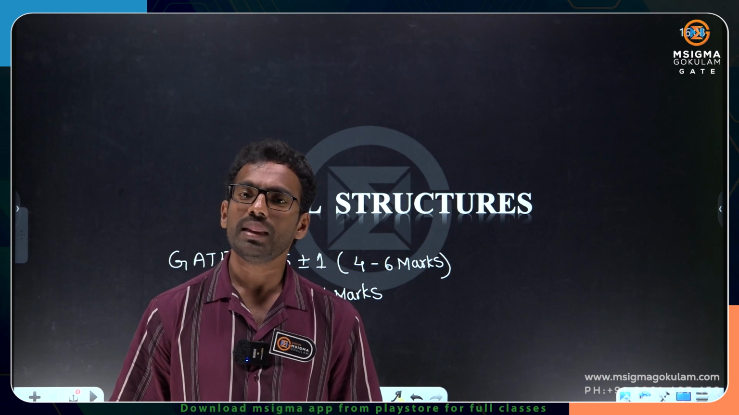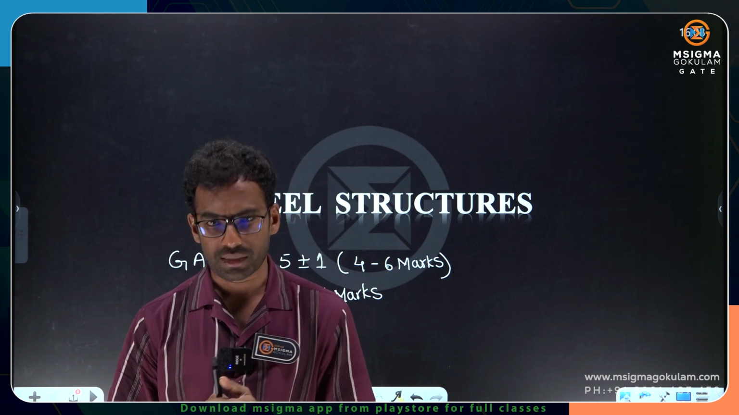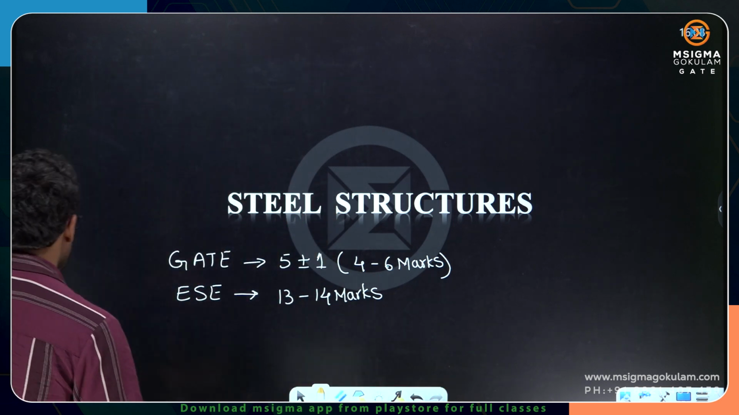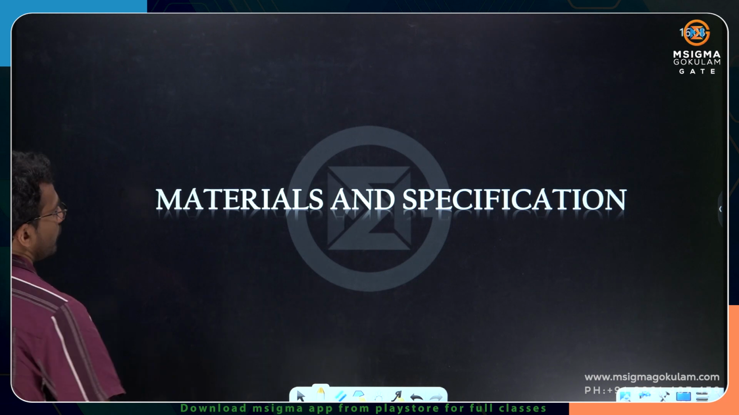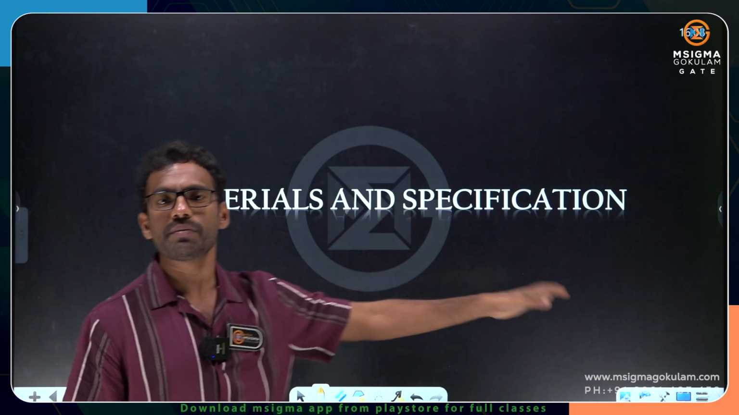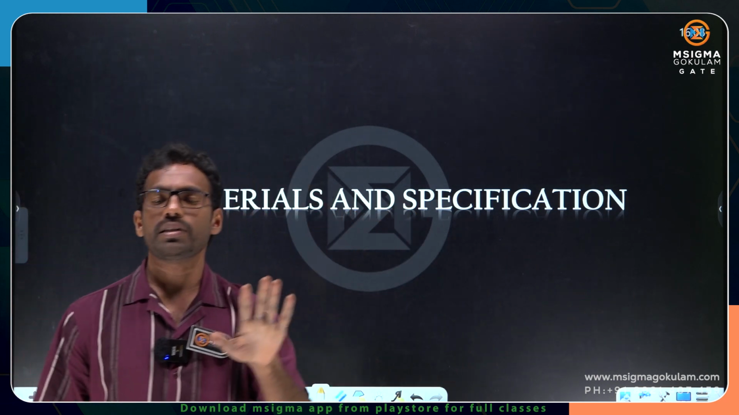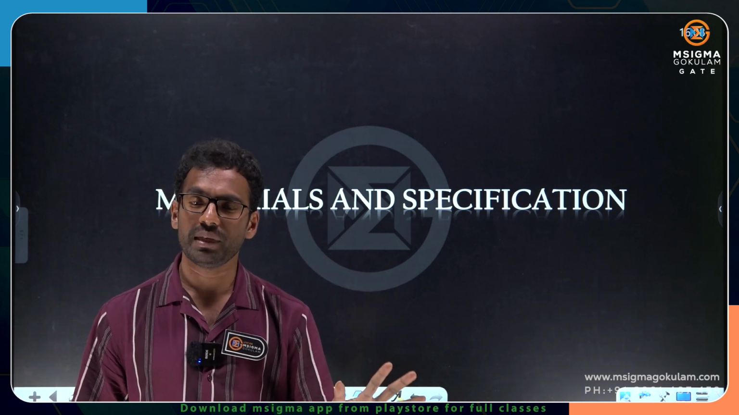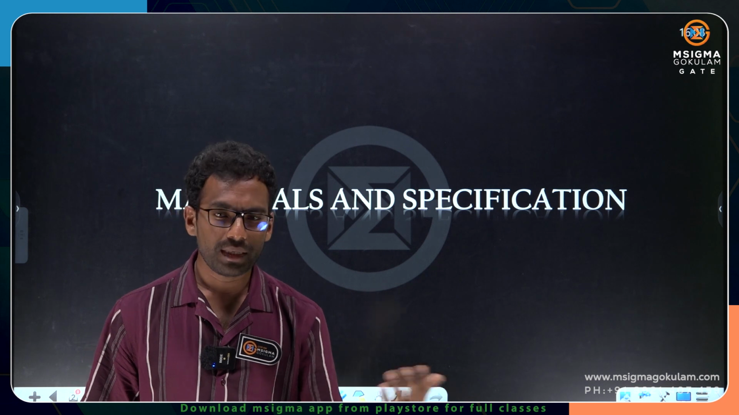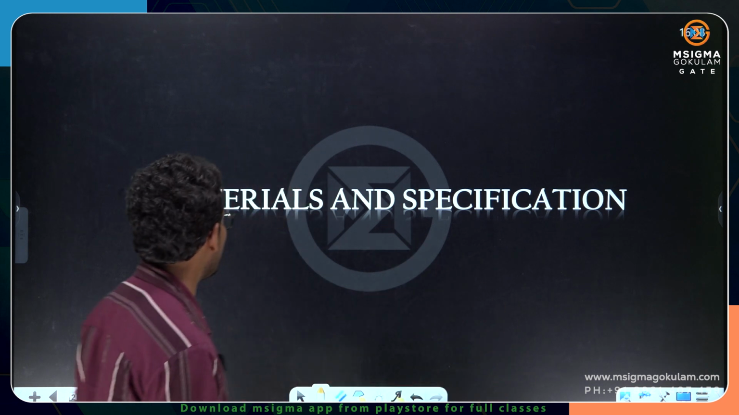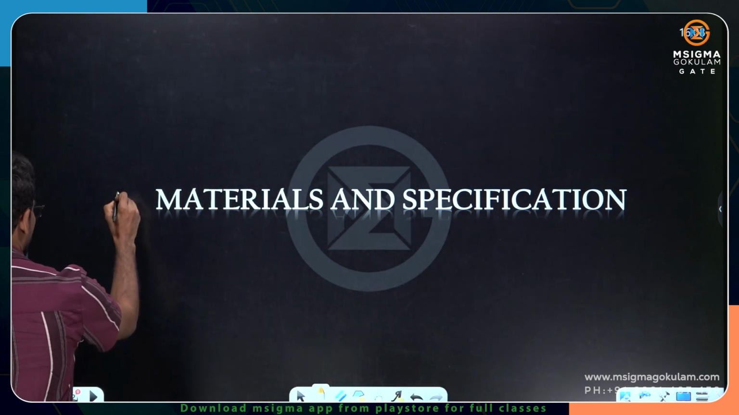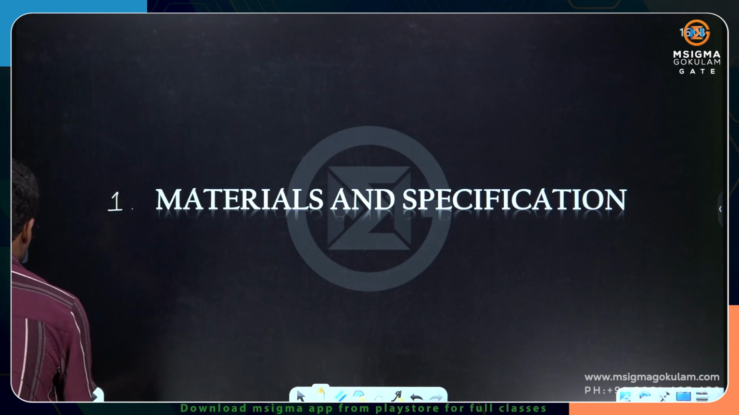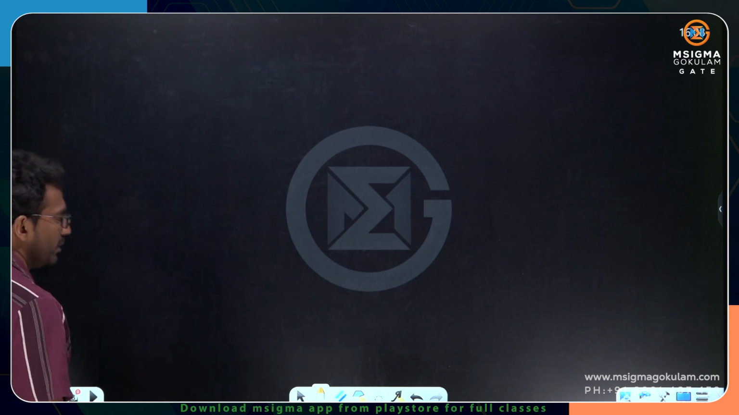Okay, so all these things will be covered in steel structures. Now, without wasting your time, let us start with the first chapter, that is materials and specification. For steel structures, what are the materials we are going to use and what are the specifications given by the Indian Standard? For that, let's see the first module, that is materials and specifications. So this is the first module for us, and now let us see one by one.